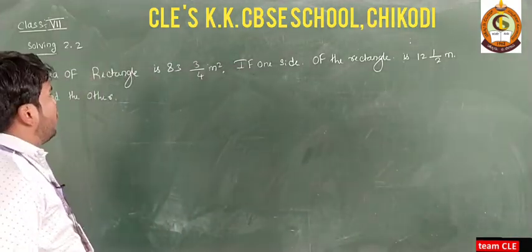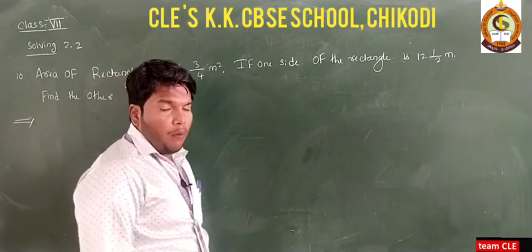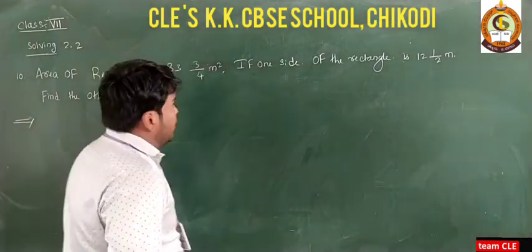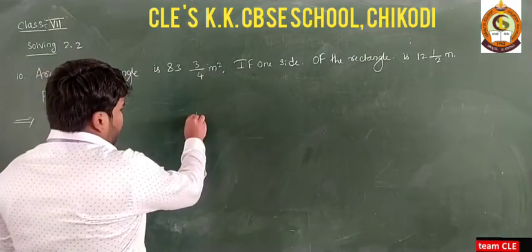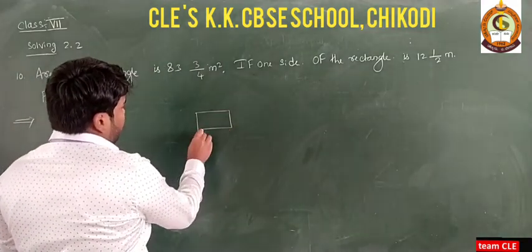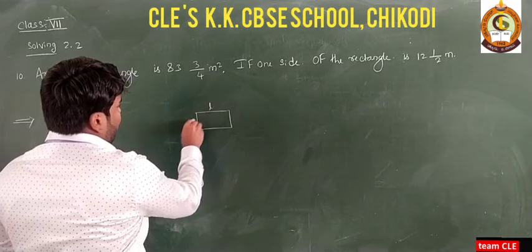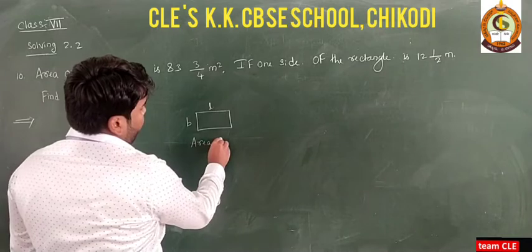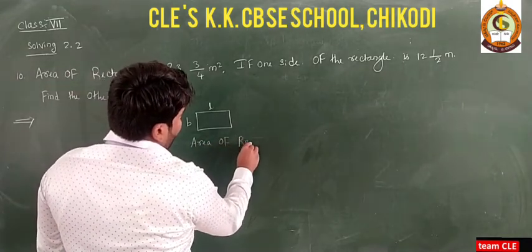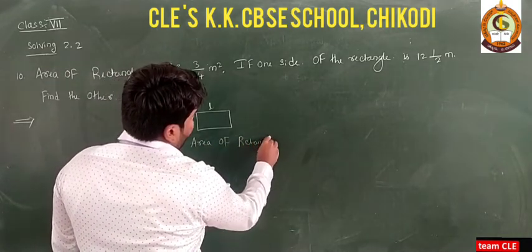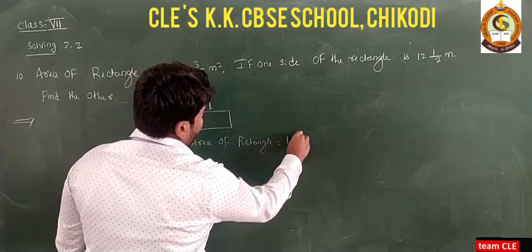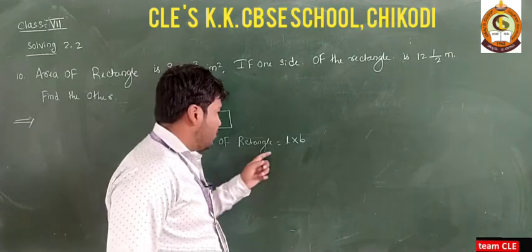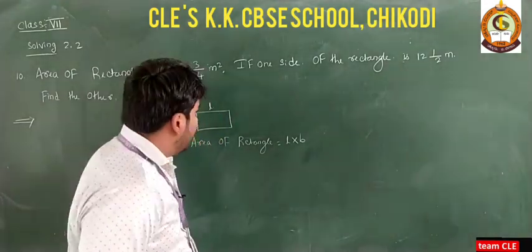Okay, dear students, in the last class you learned the topic of perimeter and area. In that you learned the rectangle. This is called L and this is called B. You know that the area of a rectangle is length into breadth. So you already learned the formula for the area of a rectangle: length into breadth.